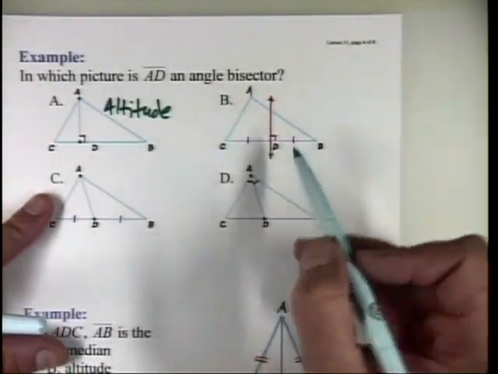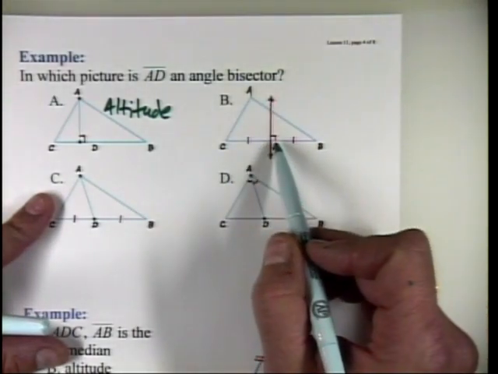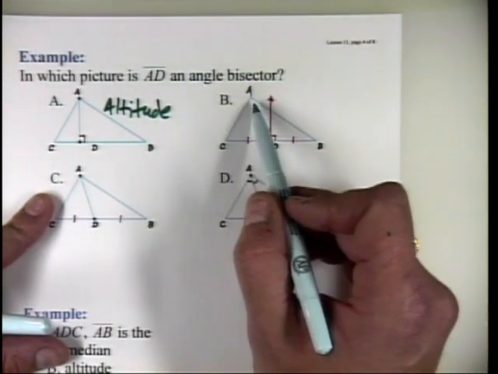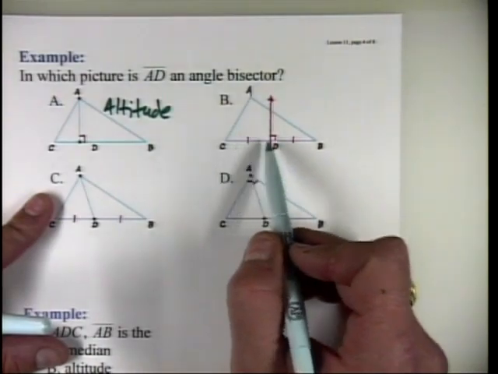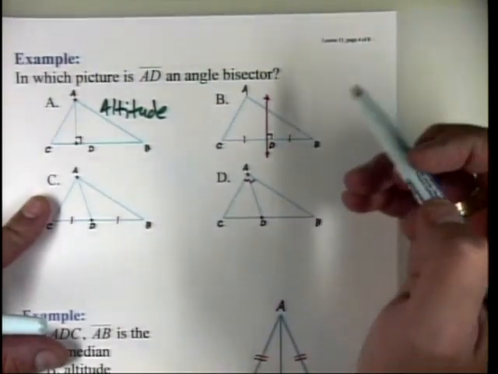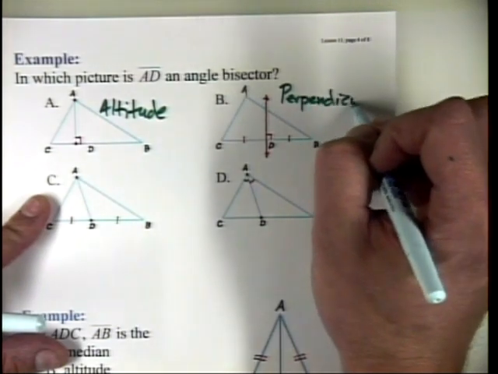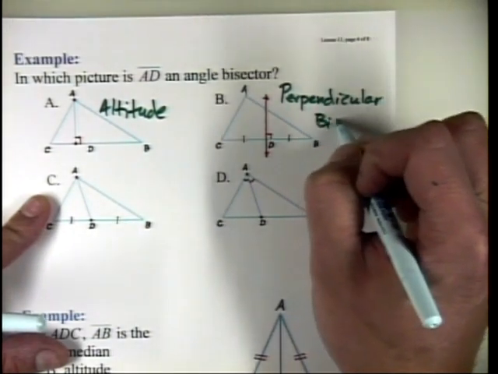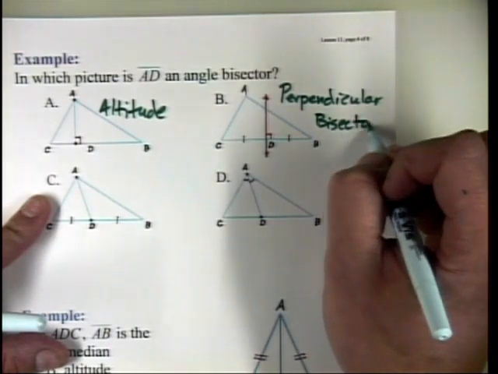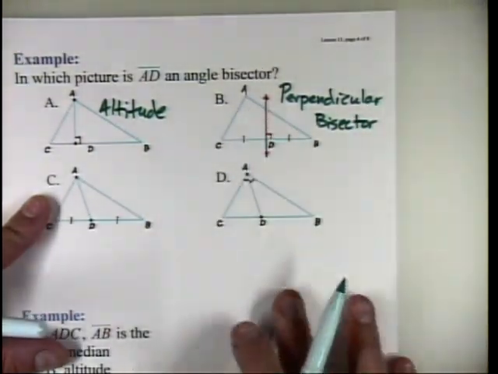If I come over here, I notice that I have a perpendicular line, but it's not an altitude because it doesn't pass through the vertex. But it does make these two segments congruent, so this is just our old perpendicular bisector. Perpendicular bisector. And that's not the angle bisector. That cuts the segments in half and not the opposite angle.